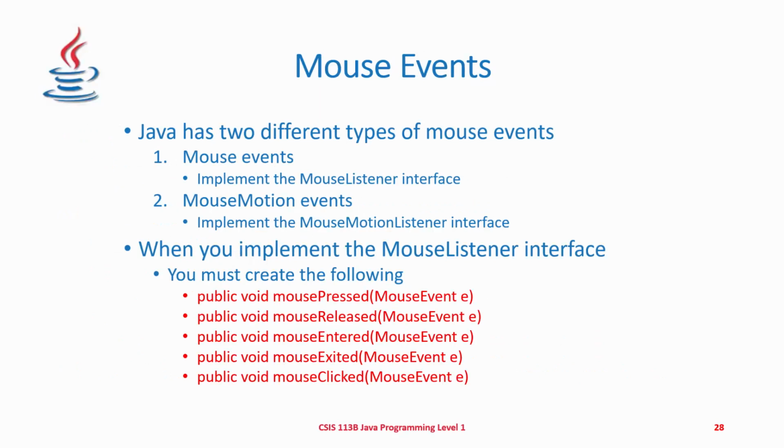Getting back to events now, we're looking at mouse events, two different types here. We've got just mouse events, and then we have mouse motion events. If you want to capture mouse events, you need to implement a MouseListener interface. That means we'll need to create the methods that you see there, the event listeners that you see in the bulleted red list at the bottom. So mousePressed, mouseReleased, mouseEntered, mouseExited, and mouseClicked.